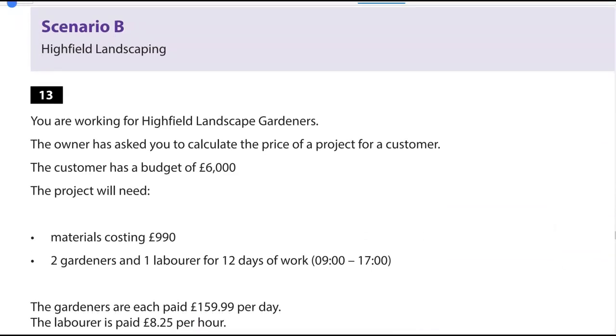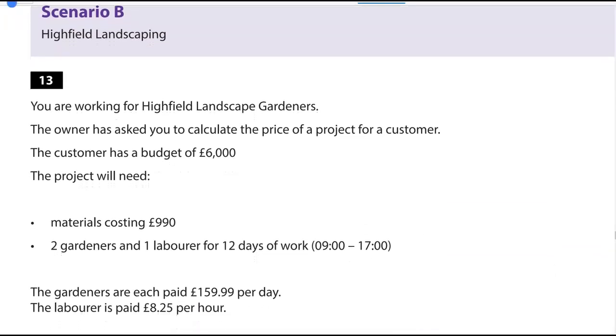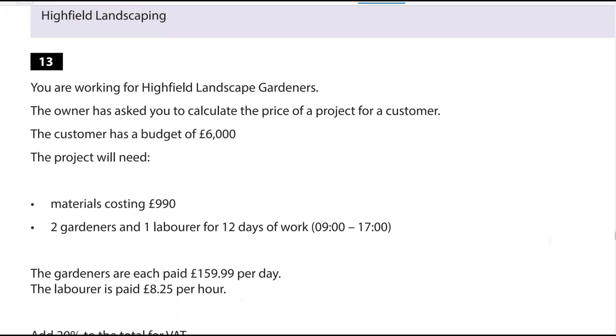Highfield landscaping. You're working for Highfield Landscape Gardeners. The owner has asked you to calculate the price of a project for a customer. The customer has a budget of £6,000. The project will need materials costing £990, 2 gardeners and 1 labourer for 12 days of work from 9 a.m. to 5 p.m. The gardeners are each paid £159.99 per day. The labourer is paid £8.25 per hour.